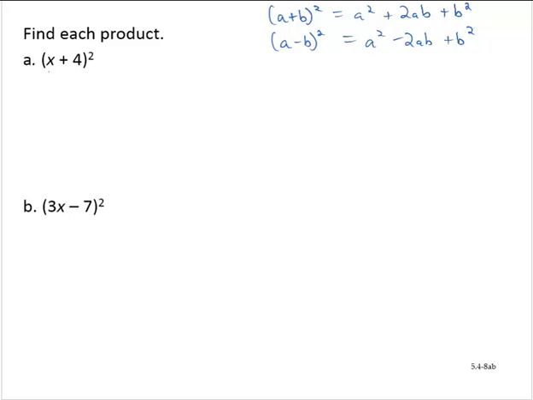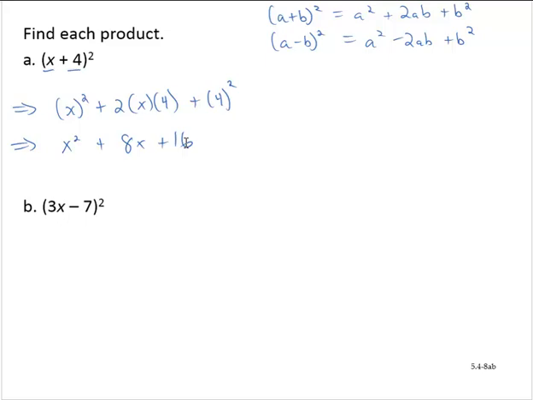So our first term is x, and our second term is 4. Alright, so then (x + 4) squared is, you square the first, you add twice the product, and you square the second. So this simplifies then as x squared plus 8x plus 16.